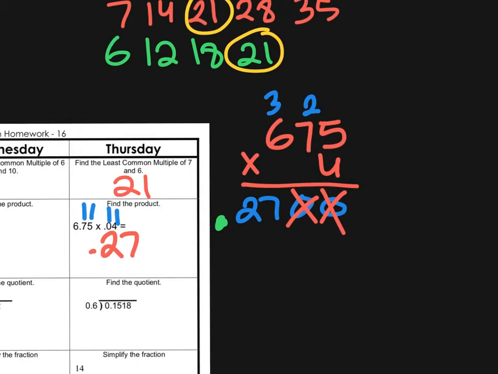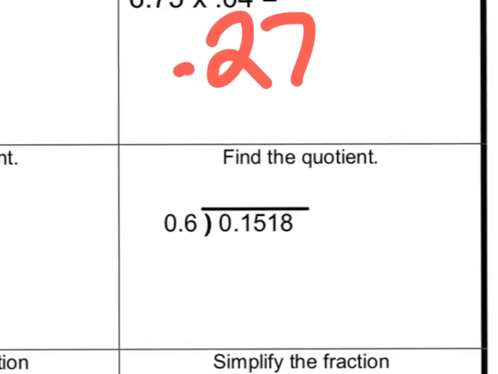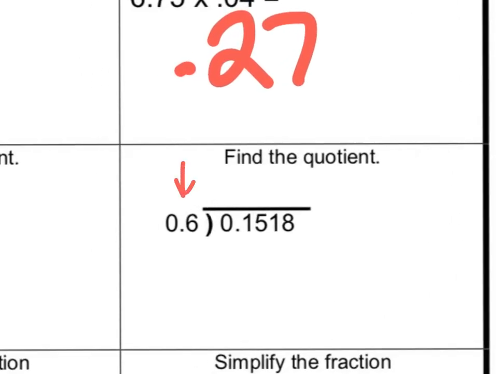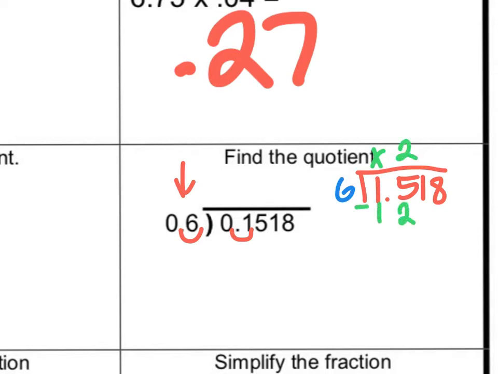For the third one, when we divide decimals, we have to make the divisor, the number on the outside, into a whole number. So it needs to move to the right once, and same thing on the inside. So then our math problem becomes 1.518 is being divided by 6. And then 6 cannot go into 1. We'll put an X. 6 can go into 15 twice because that can go into it with 12.